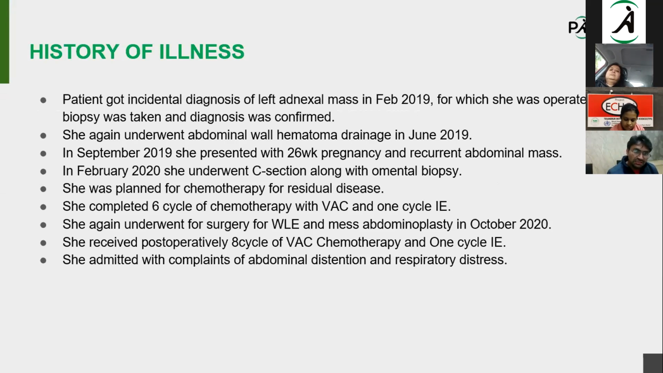Then she underwent abdominal wall hematoma drainage in June 2019. In September 2019, she presented with 26 weeks of pregnancy and a recurrent abdominal mass. Then in February 2020, she underwent a cesarean section along with omental biopsy. Then she was planned for chemotherapy for the residual disease.